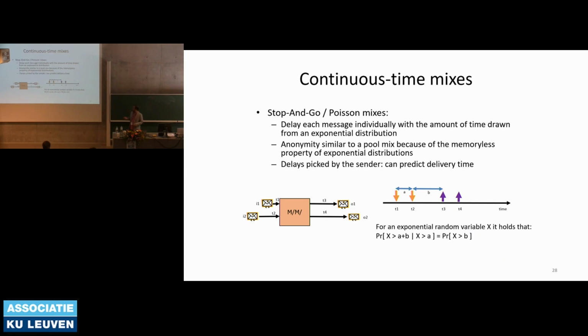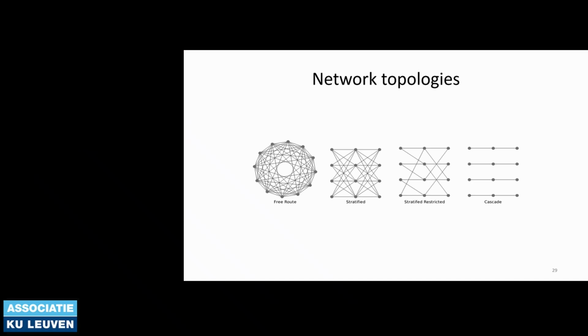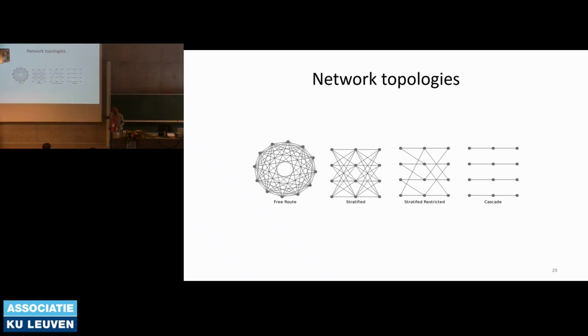And there are many network topologies. For example, there is free route. I said that a mixnet is multiple hops, Tor is multiple hops. At every hop, you can choose any node from all possible nodes. In stratified, as Shayan mentioned, there are exact layers. In this layer, these are the nodes. In this layer, these are the nodes. In this layer, these are the nodes. And you have to choose from those subsets.